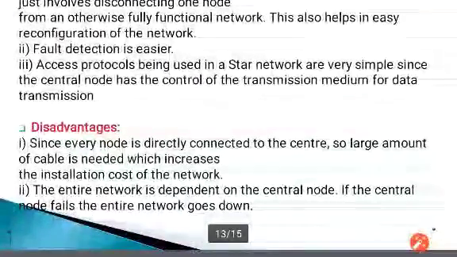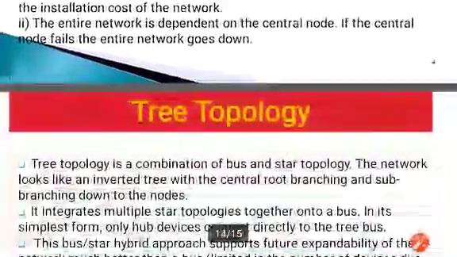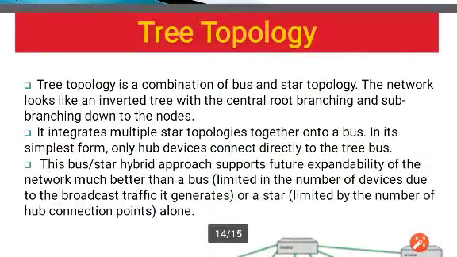What is the disadvantage? Since every node is directly connected to the center, a large amount of cable is needed, which increases the installation cost. And moreover, the entire network is dependent on the central node. So if the central node or the hub gets damaged or fails, then the whole network will go down. Moving to tree topology.